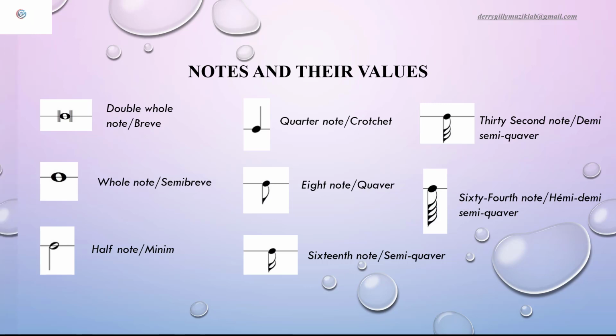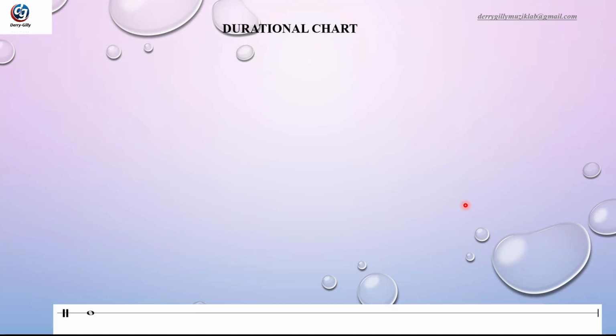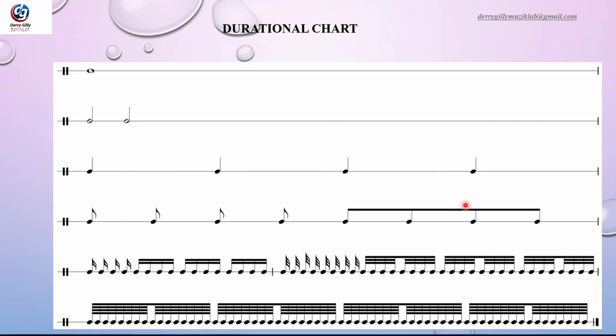You can see a lot more as we move on. Now, since we've treated the notes and their values, we know every note and its value. So let's look at the durational charts and see how it works.